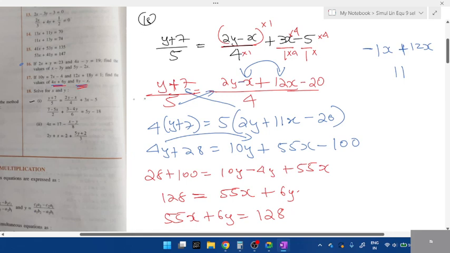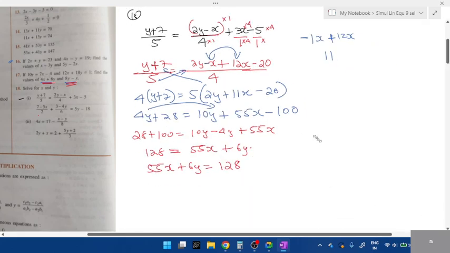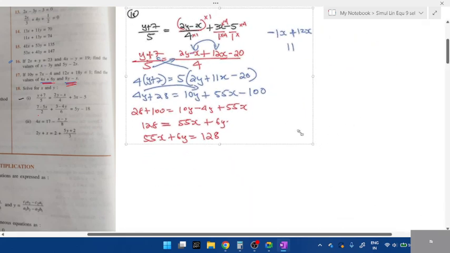Understood how to take LCM and solve? I'm not going to solve this. The right hand side part I'll solve. Part completed for homework. Tomorrow I'll conduct a test.